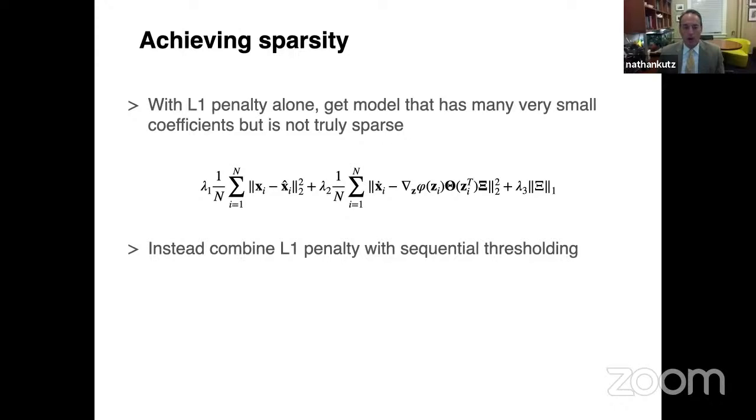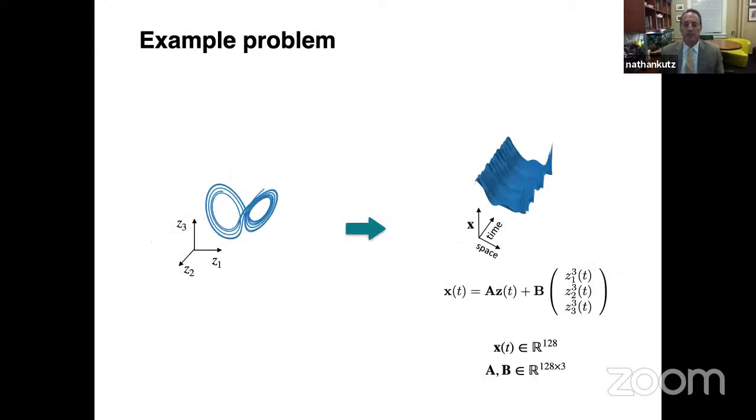So a couple comments: L1 doesn't give you something that's perfectly sparse, it gives you a lot of small terms. L1 just promotes a lot of terms that get very small. And then at some point we threshold them out. And so now that's this loss function.